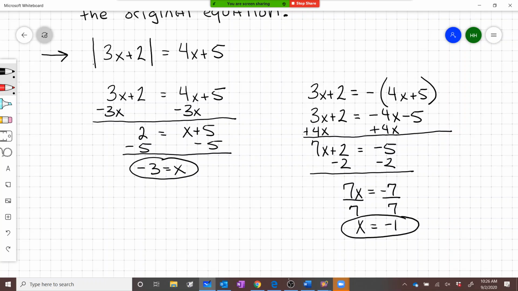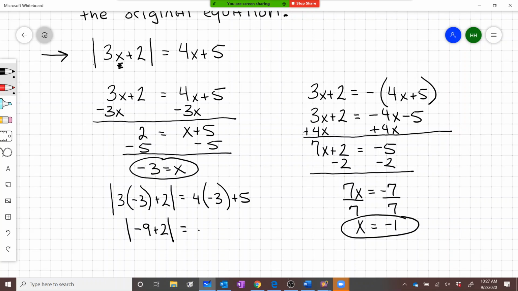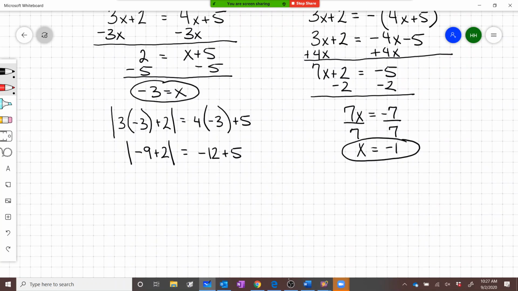Now we have to check these. We have to check for extraneous solutions. So you have to take these two solutions that you got, and individually substitute them back into the original equation. I'm going to check this negative 3 first. We've got the absolute value of 3, and where the x is, we replace it with negative 3, plus 2, equal to 4 times negative 3 plus 5. On the left-hand side, in the absolute value symbol, we get the absolute value of negative 9 plus 2 equals negative 12 plus 5. So on the left-hand side, we get the absolute value of negative 7 equals negative 7.